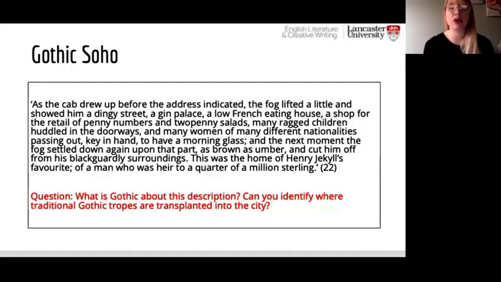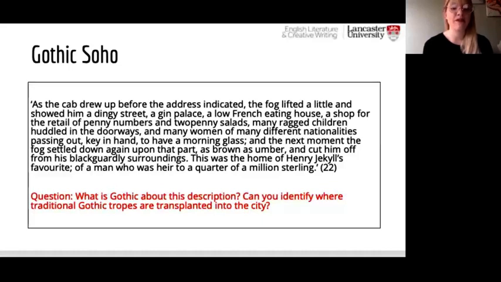So as the cab drew up before the address indicated, the fog lifted a little and showed him a dingy street, a gin palace, a low French eating house, a shop for the retail of penny numbers, so the penny dreadfuls that I mentioned with Mysteries of London, which were also seen to be as really quite corrupting influence as well. Okay, and 2 penny salads, and many ragged children huddled in the doorways, and many women of many different nationalities passing out, key in hand, to have a morning glass.